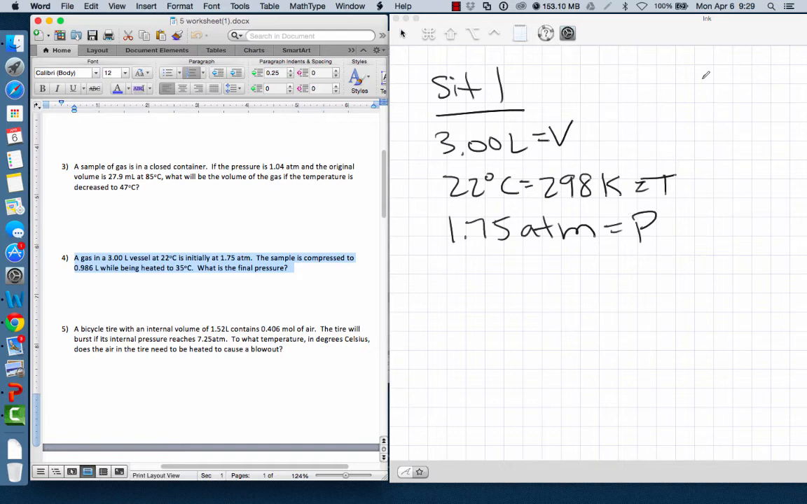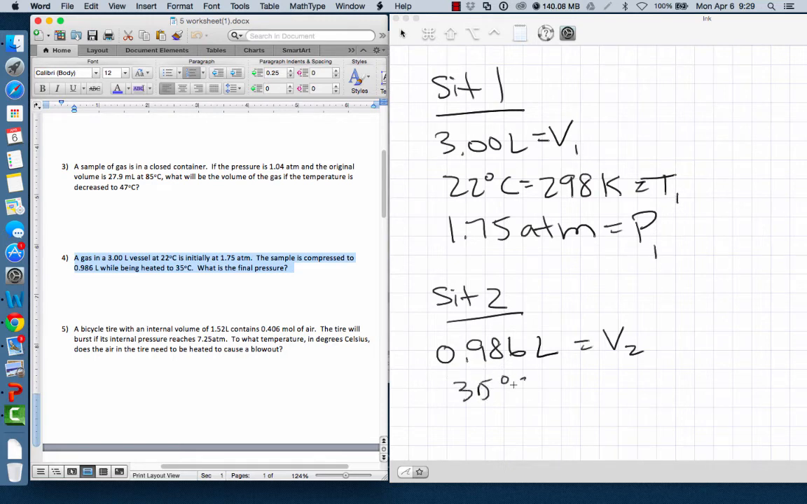And then we have situation 2. Let me write it down here. So we have 0.986 liters. This is volume. We're going to call this volume 2. Then we have 35 degrees C, which is 308 Kelvin. This is temperature. So it wants to know what the final pressure is. So we're solving for P2. So anyway, it's P2.